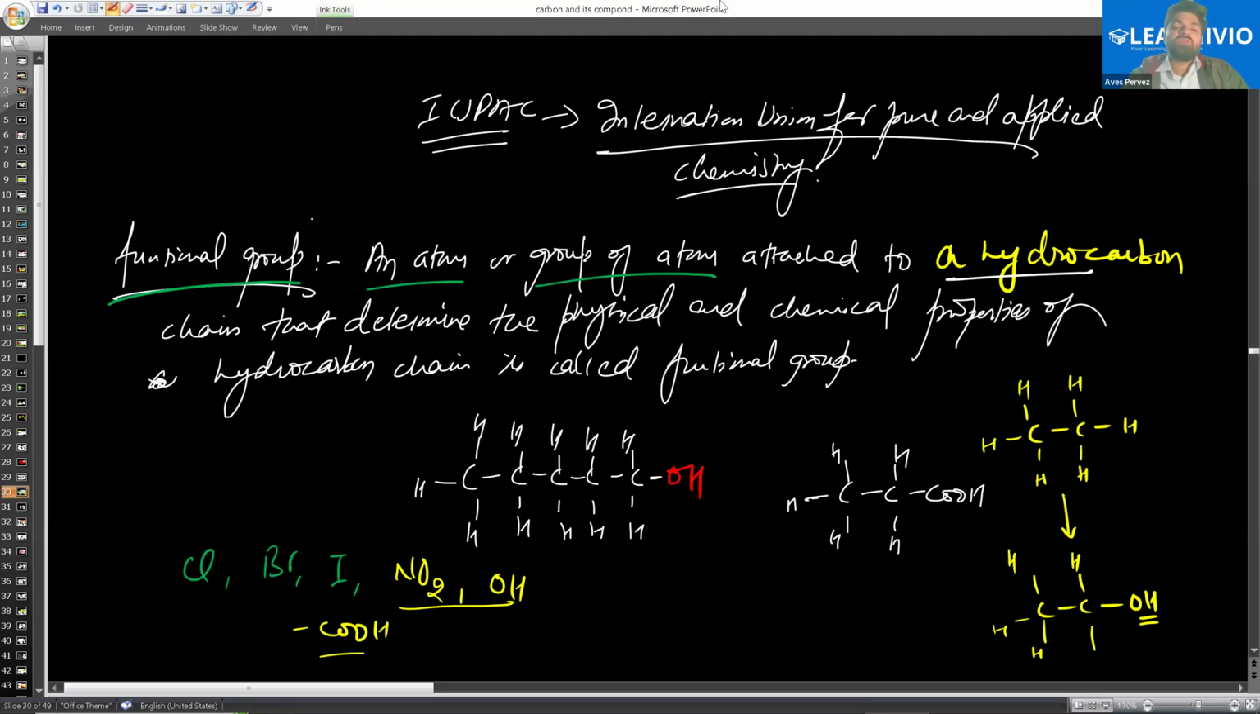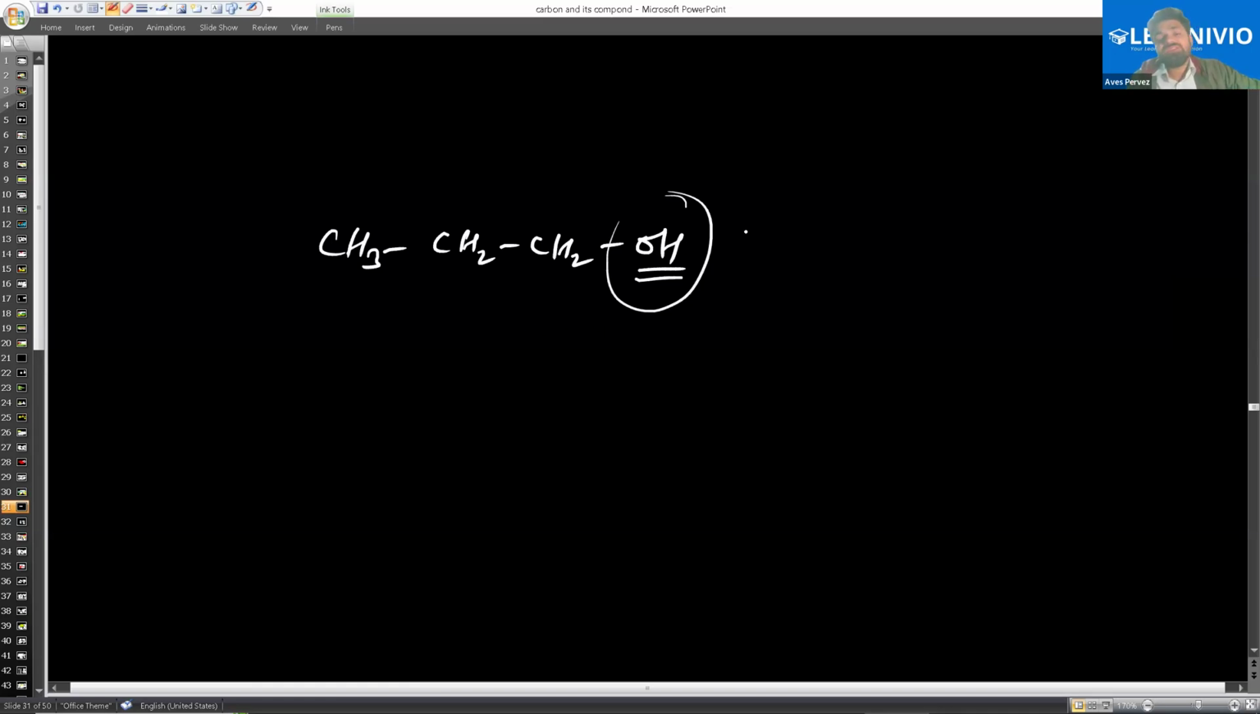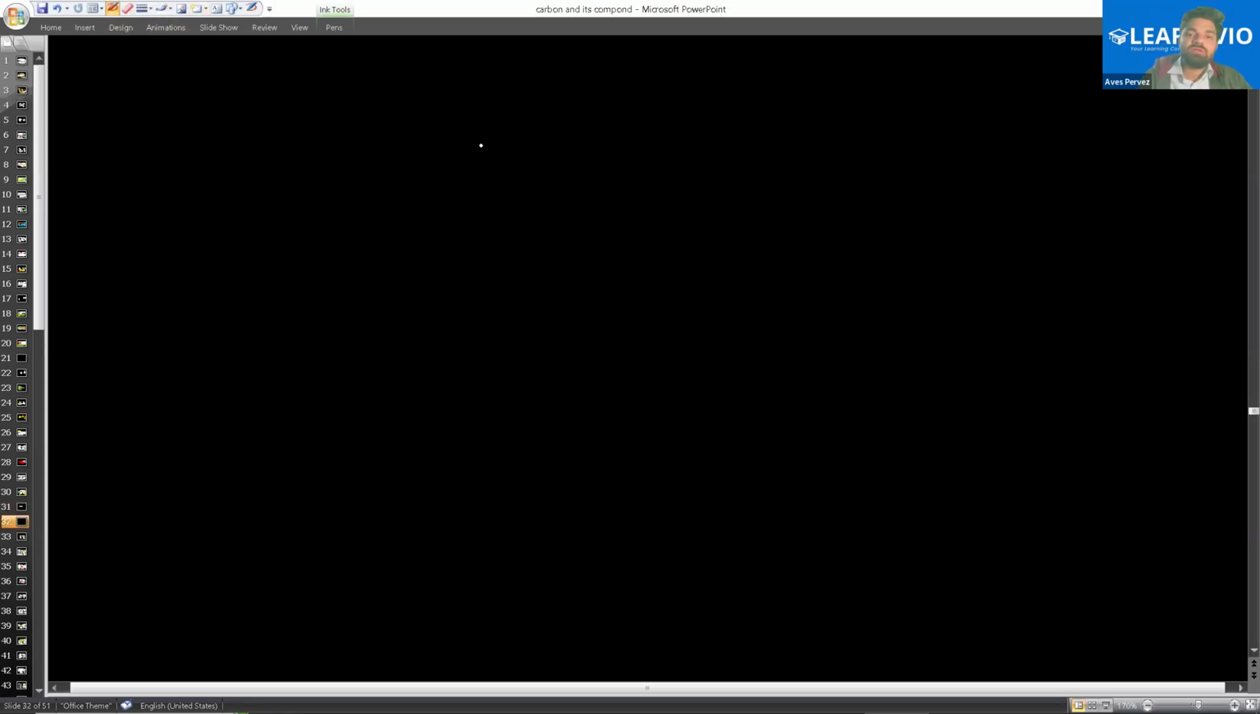Okay. So I'm saying here that an atom or a group of atoms attached to a hydrocarbon chain that determines the physical and chemical properties of that hydrocarbon, we call it a functional group. Now this is CH3, then CH2, then CH2, and OH is being added to this one. Got it? So this is the functional group of alcohol. I'm writing the name and the functional group here, and their suffix. For example, we have COOH.